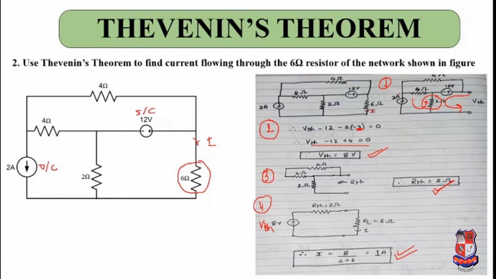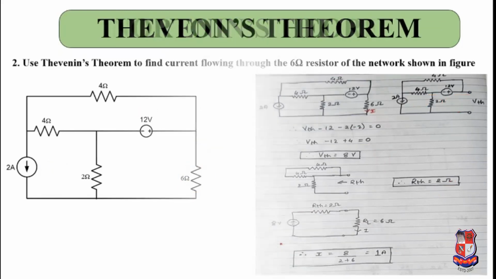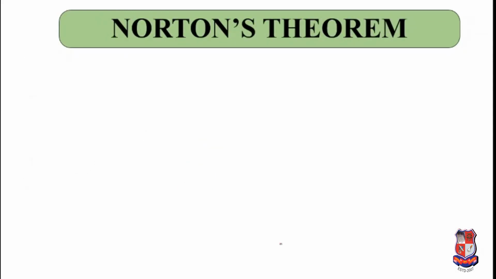After doing so, you can find the value of RTh, and then the fourth step is the arrangement of the Thevenin's equivalent, that is VTh is connected in series with RTh, and that is connected in series with RL, and finally you can find the unknown parameter. So I hope that the Thevenin's theorem concept is clear. In the next part, we will be studying Norton's theorem.